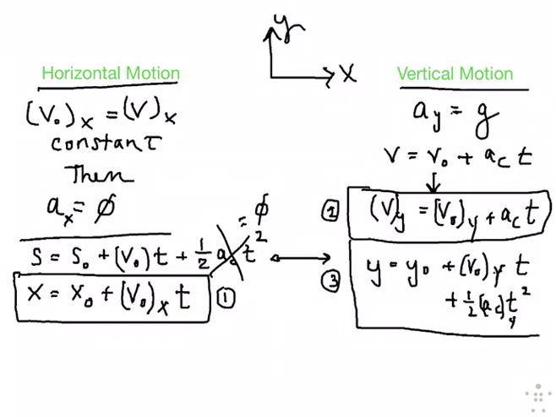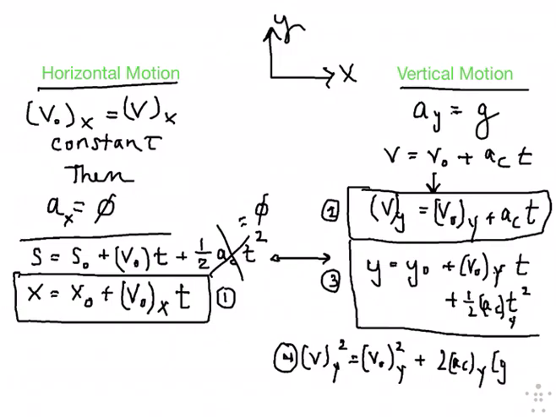And then our fourth equation is our relationship between acceleration, position, and velocity. So that's vy squared is equal to v0, initial velocity in the y direction, squared, plus 2 ac in the y direction, times final position in the y minus initial position in the y. So that's a fourth equation that we have.